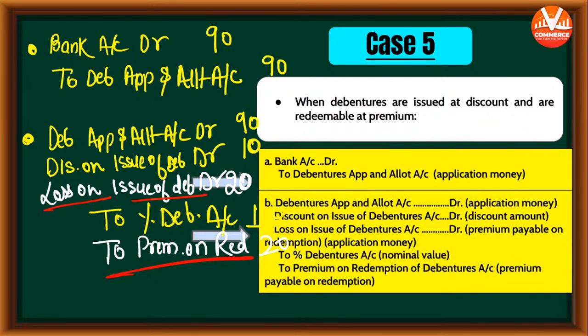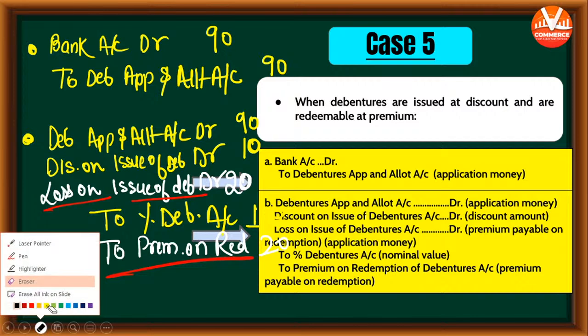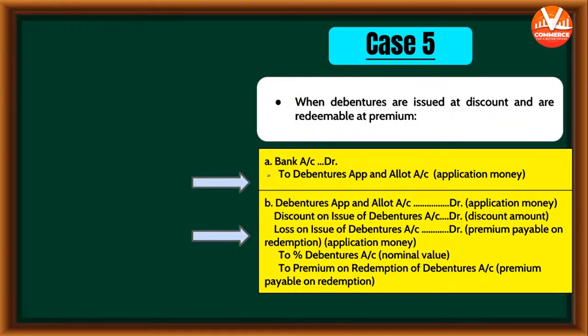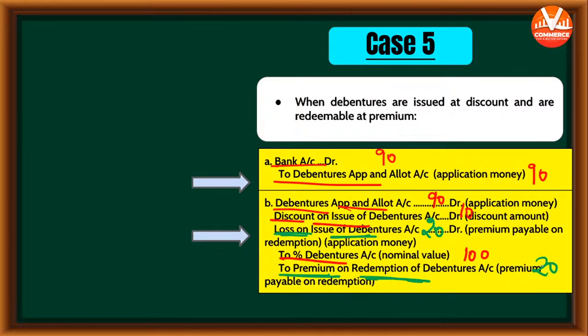Here we have the solution. Clear, Komal? Okay. So first we received application money, 90 rupees. Then we pass the normal entry: debenture application and allotment debit 90 rupees, discount on issue of debenture debit 10 rupees, to 2% debentures 100 rupees. And then later on we have inserted loss on issue of debenture 20 rupees, to premium on redemption 20 rupees.